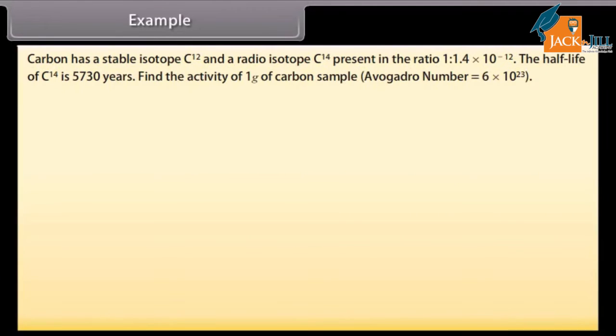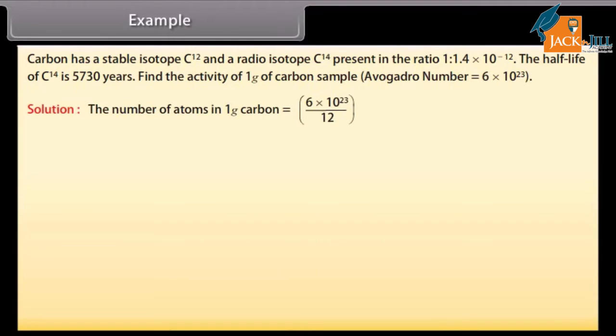Example. Carbon has a stable isotope carbon-12 and a radioisotope carbon-14 present in the ratio 1:1.4 × 10^-12. The half-life of carbon-14 is 5,730 years. Find the activity of 1 gram of carbon sample. Avogadro's number is equal to 6 × 10^23.